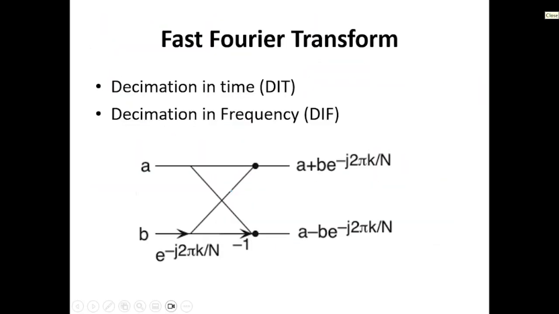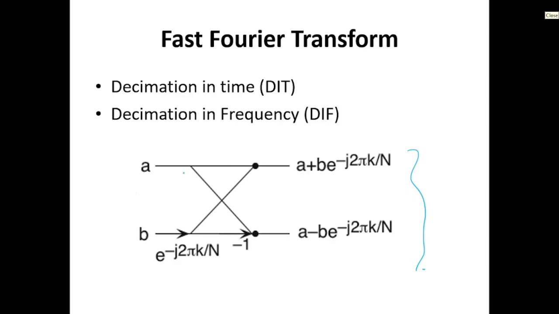Now coming to the fast Fourier transform. The fast Fourier transform can be carried out in two ways. The first one is decimation in time and the second one is decimation in frequency. The architecture that has been given is nothing but the butterfly architecture. As you can see, it looks something like a butterfly.